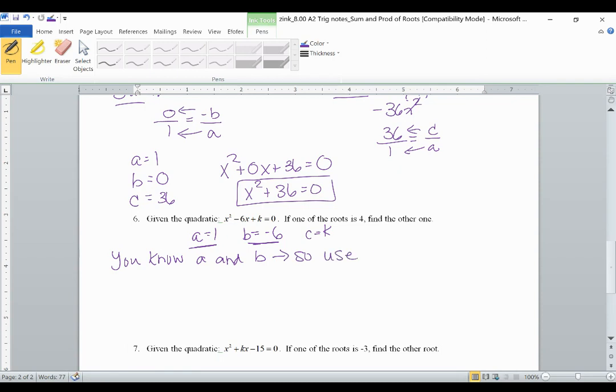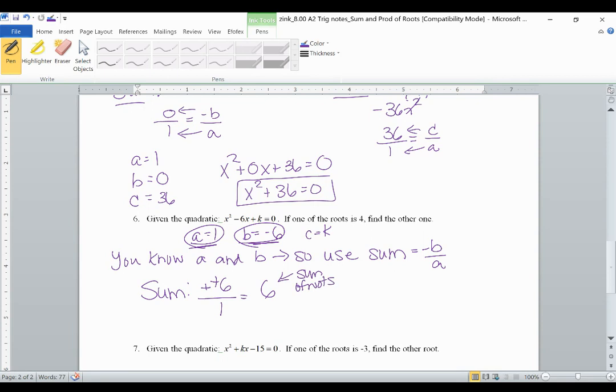The sum, because the sum formula is -b over a. You only need an a and a b. So if I find the sum, those aren't my roots, these are my a and my b values. So I'm substituting -6 in for b, so that's -6 over a, which is 1. Double negative becomes a positive. So 6 is the sum. That's the sum of the roots.